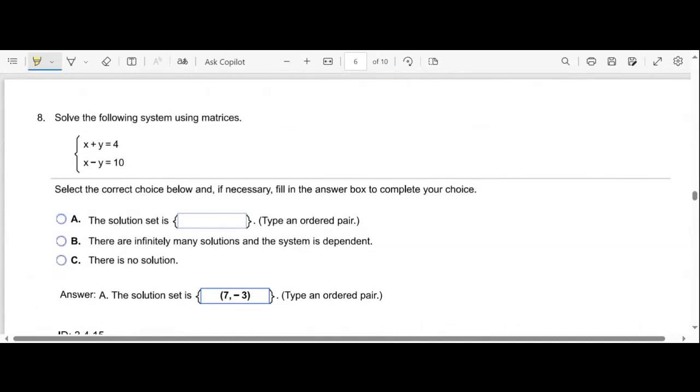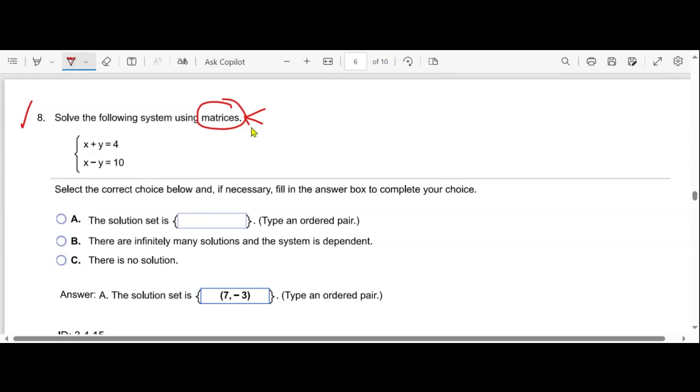Who can read 8? Where is everybody? Nawaf, Nasir, Sulaiman. Okay, Mohannad read. Number 8. Solve the following system using matrices. X plus y equals 4. X minus y equals 10.